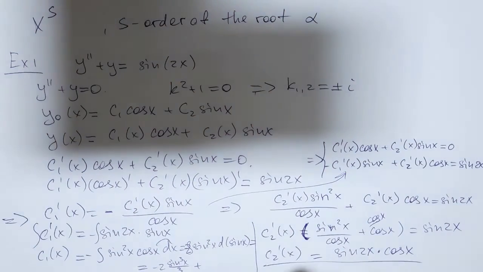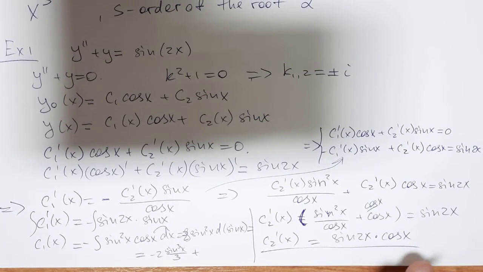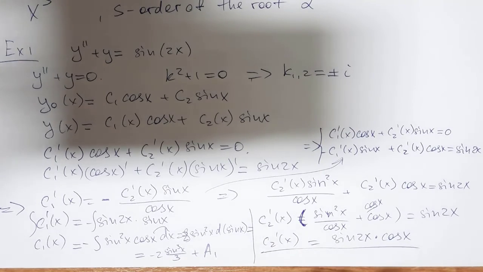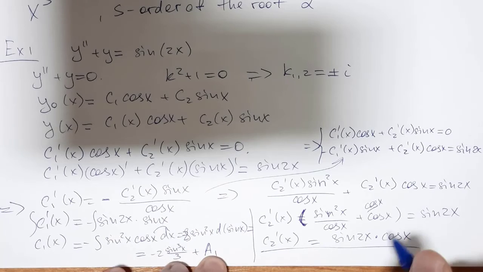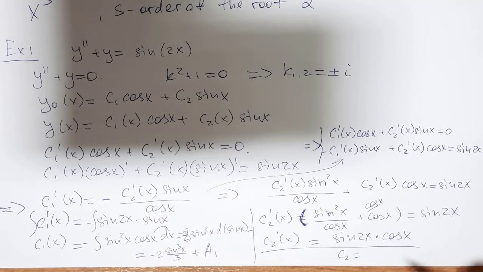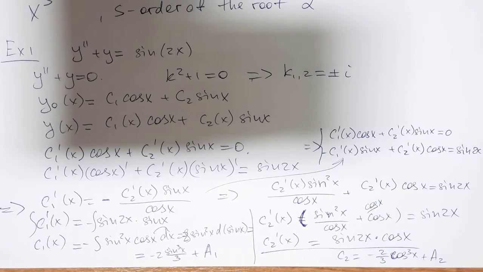To not confuse this constant, we need to write, for example, any other coefficient, a1, for example. And in the same way, we need to find c2. So our c2 now is, let me write the answer here, minus 2 over 3 cosine cube x plus a2, the next coefficient.